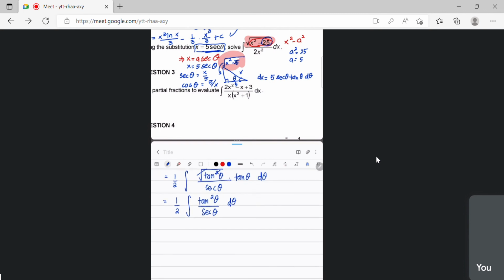Okay, next, tangent squared theta. Tangent squared theta kita boleh guna identity. Ini dah sama macam soalan yang saya discuss tadi, yang cos squared theta divided by sin theta kan. So kita masukkan identity. Dia akan dapat secant squared theta minus 1.